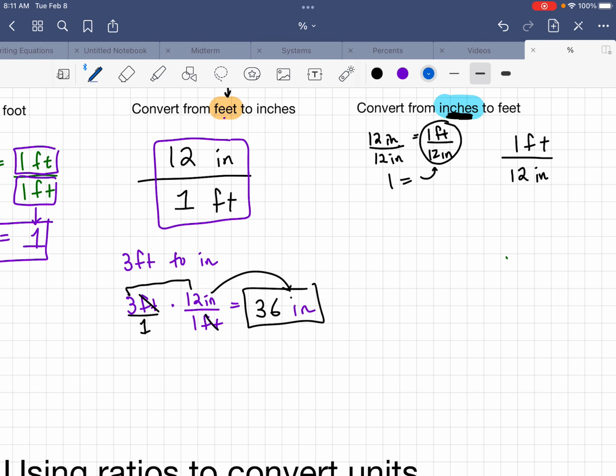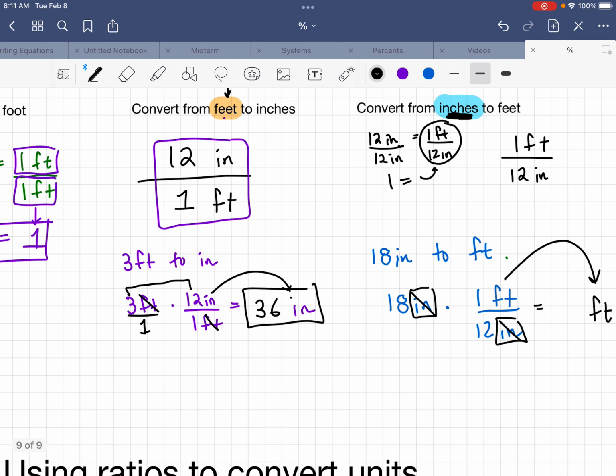On the other example here, if I wanted to convert, again, let's go with something reasonable. Let's go 18 inches to feet. So I'm going to take 18 inches. I'm going to multiply by 1 foot divided by 12 inches. Inches here and inches there cancel each other out. That's the whole purpose of using that ratio, and the unit that's left is feet.